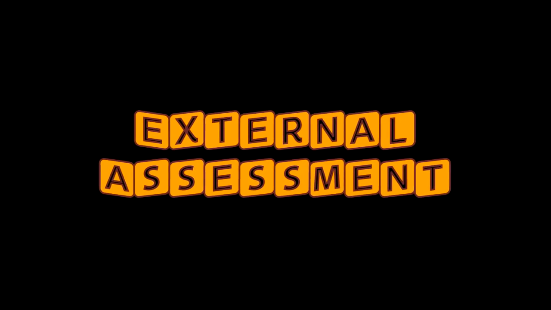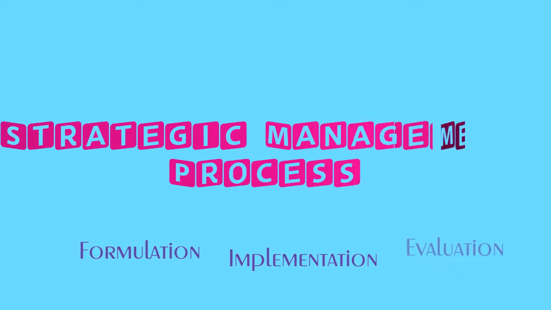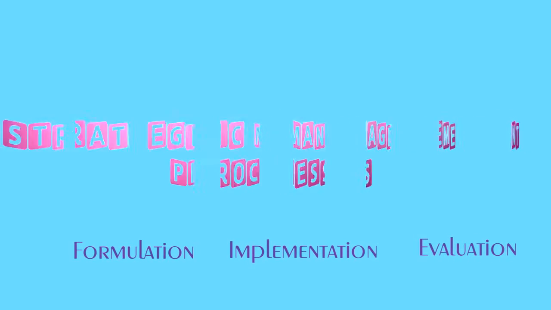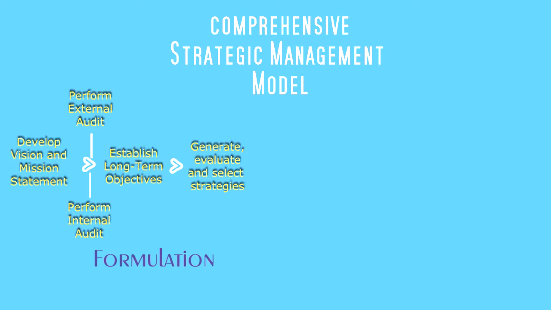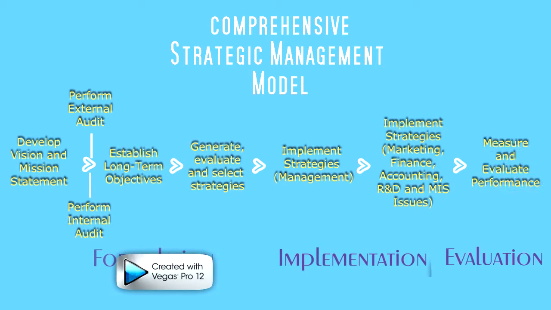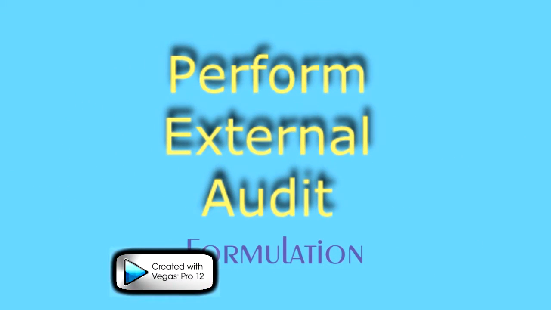The external assessment. The strategic management process can be classified into three major areas: formulation, implementation, and evaluation. A comprehensive strategic management model will help us understand better the particulars in each area. This podcast will focus on one of the processes under strategy formulation, which is performing an external audit.